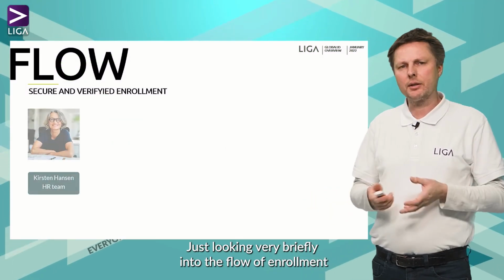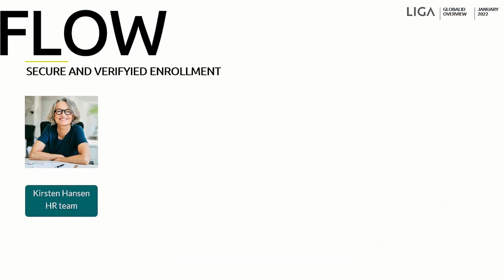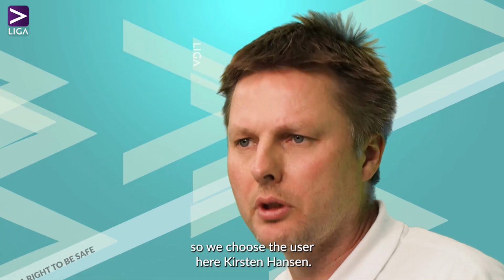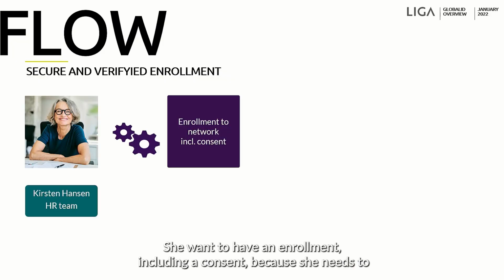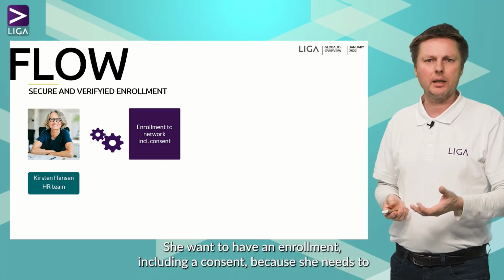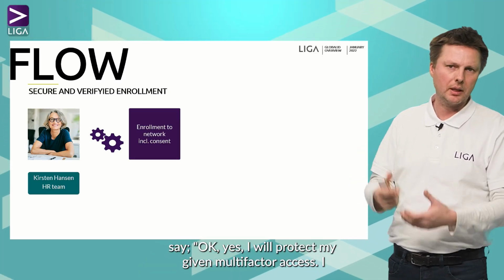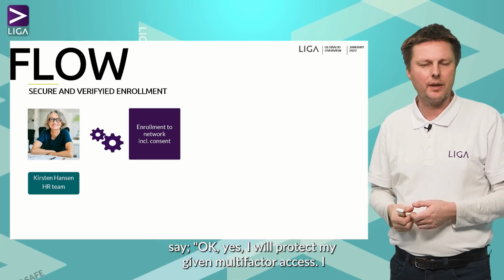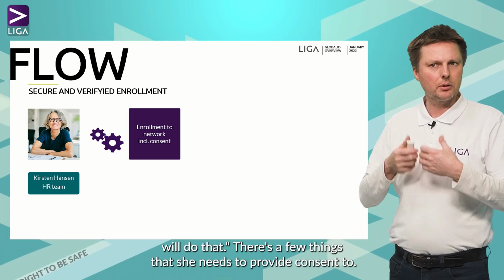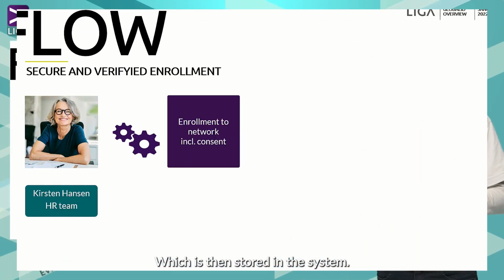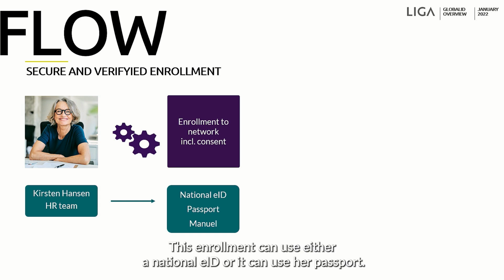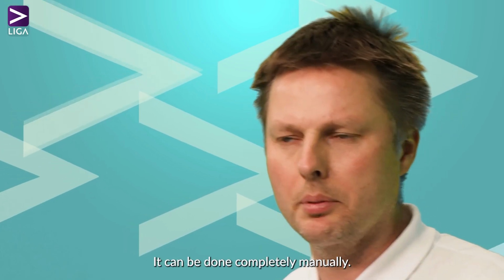Let's look very briefly into the flow of an enrollment for a secure and verified user. We choose the user here, Kirsten Hansen from the HR team. She wants an enrollment including a consent, because she needs to say, okay, yes, I will protect my given multi-factor access. There are a few things that she needs to provide consent to, which is then stored in the system. This enrollment can use national eID, it can use her passport, or it can be done completely manually.